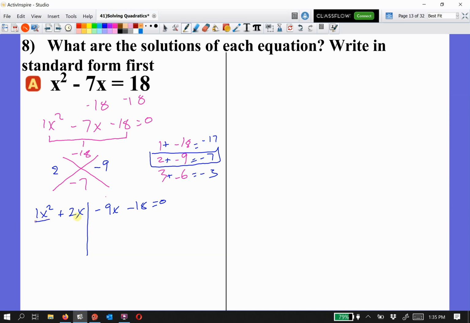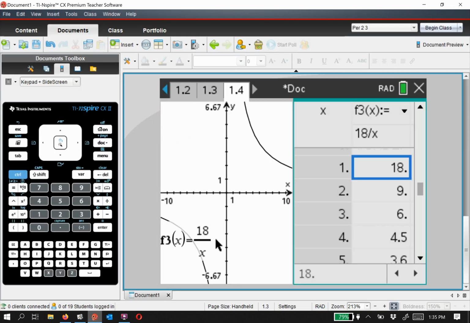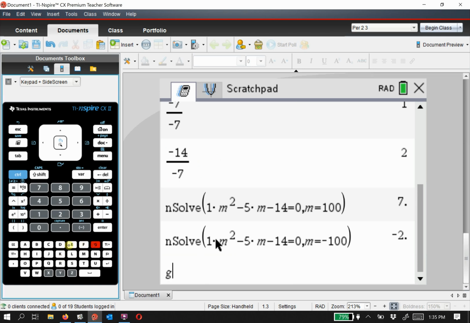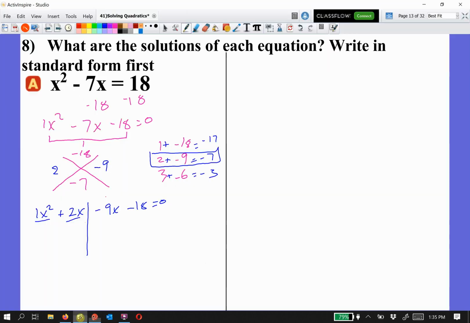So I gotta use my GCD of 1 and 2. Okay, so GCD, parentheses 1 comma 2, 1. Okay, so we have 1. I've got x squared and x.